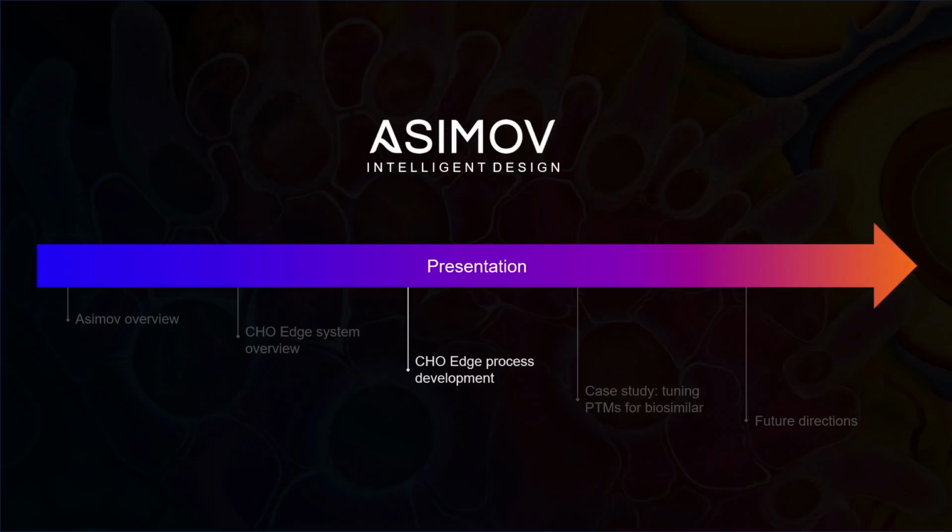So now that I've talked a little bit about the CHO Edge system and the cell line development side, I'm going to show how we're utilizing that for the process development capabilities.